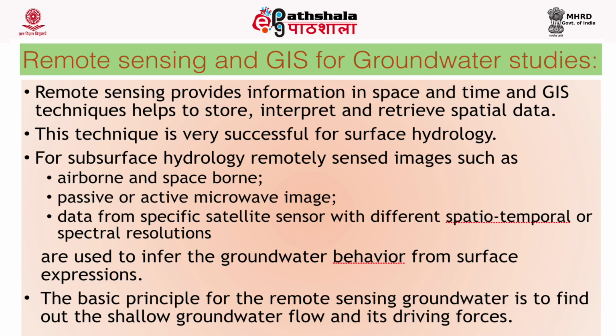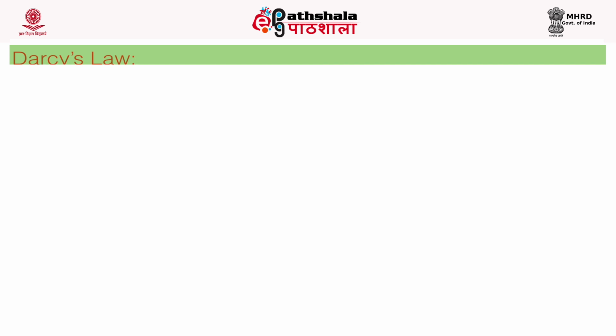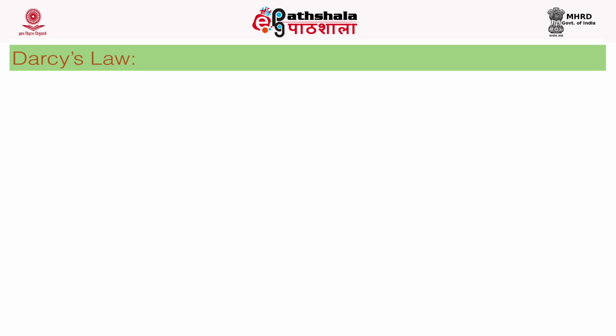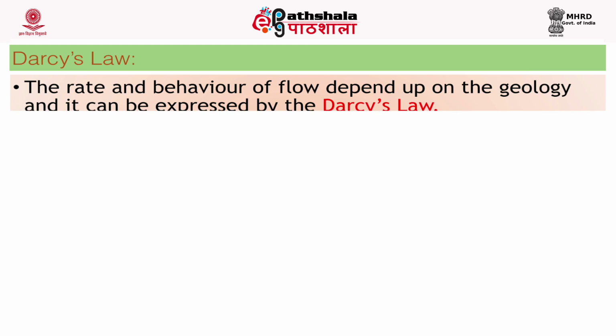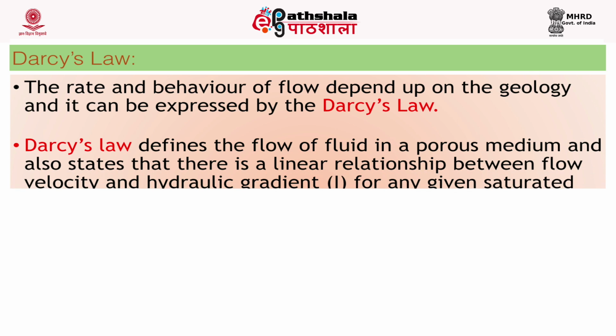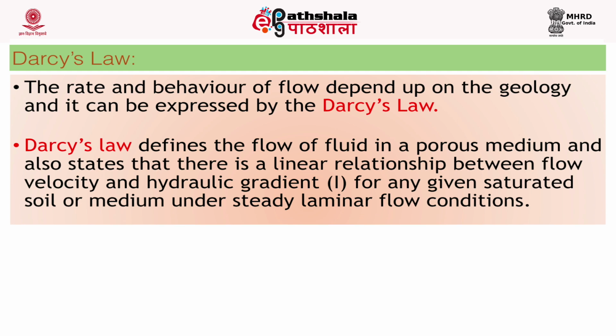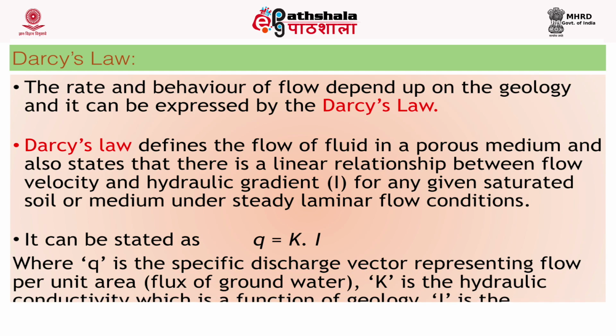The basic principle of remote sensing for groundwater is to find the shallow water flow and its driving forces. To understand groundwater flow, we need to know how groundwater flows within the subsurface. The rate and behavior of flow depend upon the geology and can be expressed by Darcy's law. Darcy's law defines the flow of fluid in a porous medium and states that there is a linear relationship between flow velocity and hydraulic gradient for any saturated soil or medium under steady laminar flow conditions.